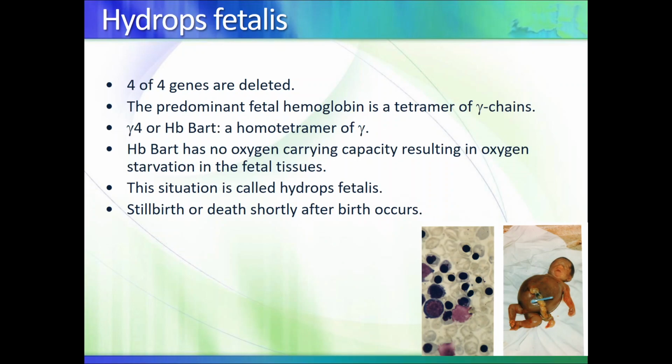Okay. So if 4 alpha genes are deleted, that results in the formation of a homotetramer of gamma chains. This is known as Hb Bart. And Hb Bart has no oxygen carrying capacity, resulting in oxygen starvation. This condition is known as hydrops fetalis, and the baby would be born dead or die shortly after birth.